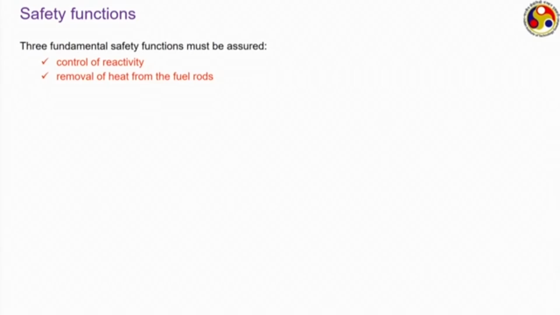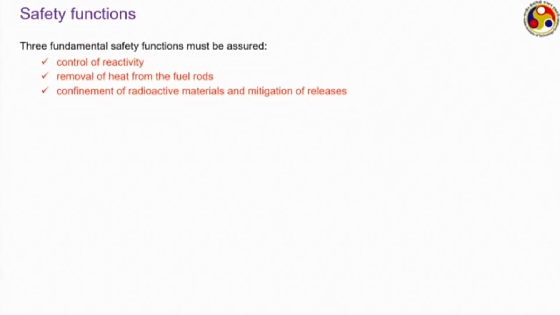Next, removal of heat from the fuel rods. At the rate at which the fission heat is getting produced inside the reactor, at the same rate heat must be removed, because even if there is some loss on the coolant side, which results in a smaller amount of coolant flow, there will be an immediate increase in the temperature of the coolant above the desired level, and that can quickly lead to the overheating of the entire reactor core. And finally, the confinement of the radioactive materials and mitigation of releases.